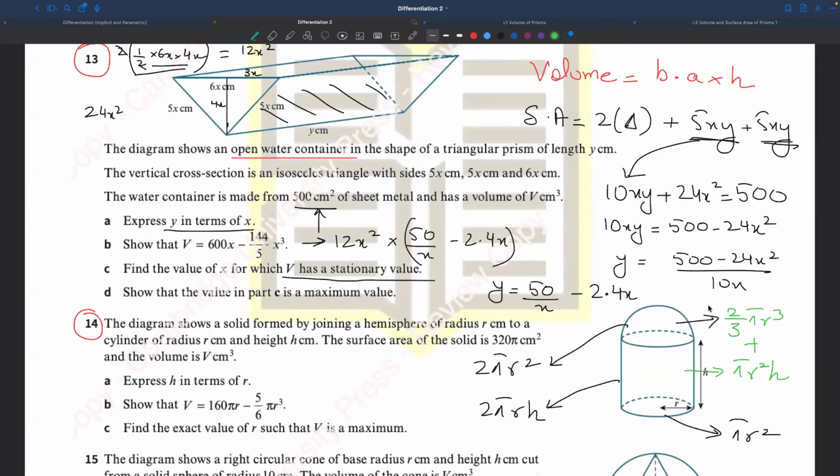The volume of a hemisphere is 2 upon 3 pi r cube, and the volume of a cylinder is pi r square h. The surface area of this hemisphere will be 2 pi r square. The curved surface area of the cylinder is 2 pi r h, and this circle will have an area of pi r square. This is enough information for you to do parts A, B, and C.